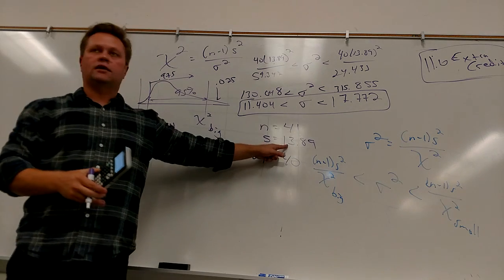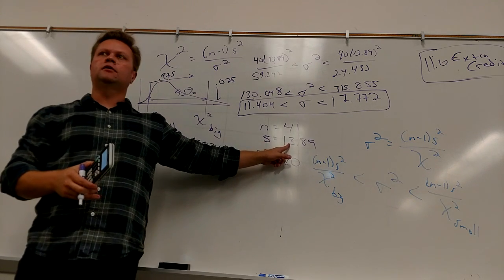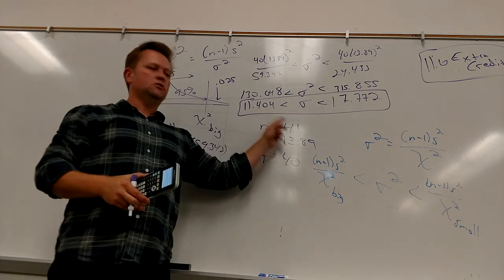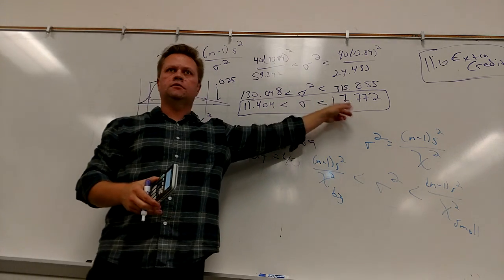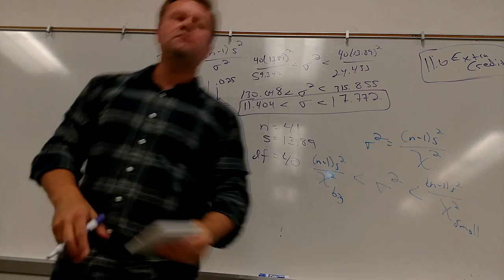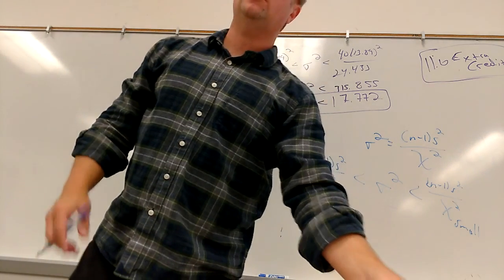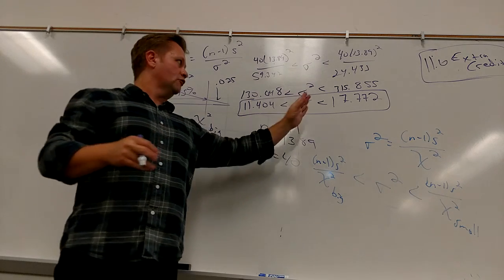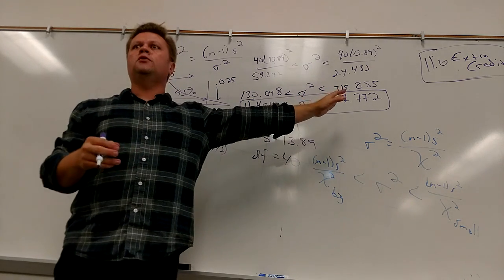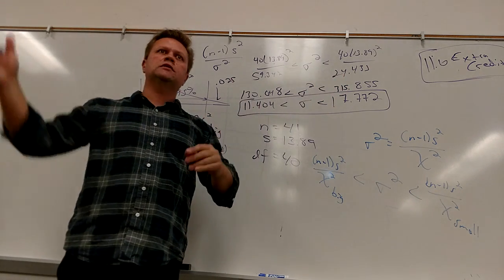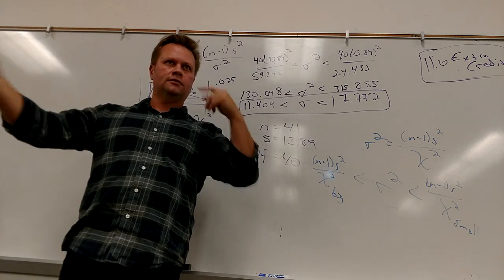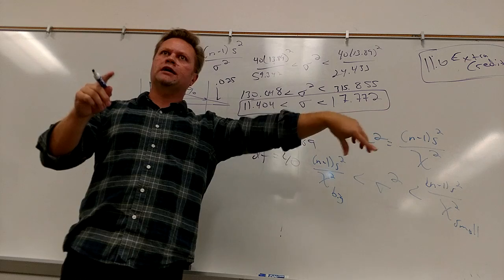So the standard deviation I got from the sample was 13.89. Is that in the interval? Yes, of course it's inside of it. But is it right in the middle of those? Oh, hell no. And why does that make sense? Because the distribution is not symmetric. It's going to go a different amount out on one side than the other.